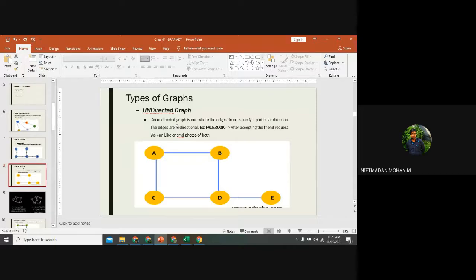The best example will be your Facebook friend request. Have you seen the Facebook friend request? Yes, sir. What happens if I am sending a friend request? You can like my comment or post without having my friendship. Also, I can go and view your comment or view your post or like that. It means, right? Yes, sir. So that is one of the best real-time examples, Facebook.